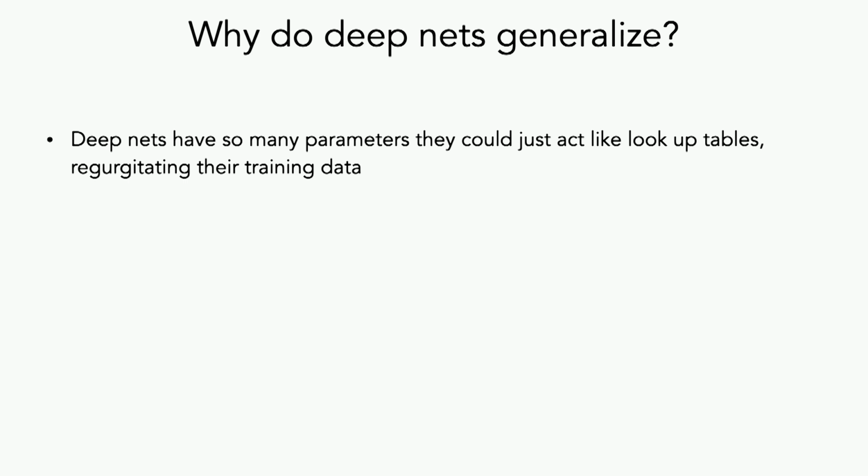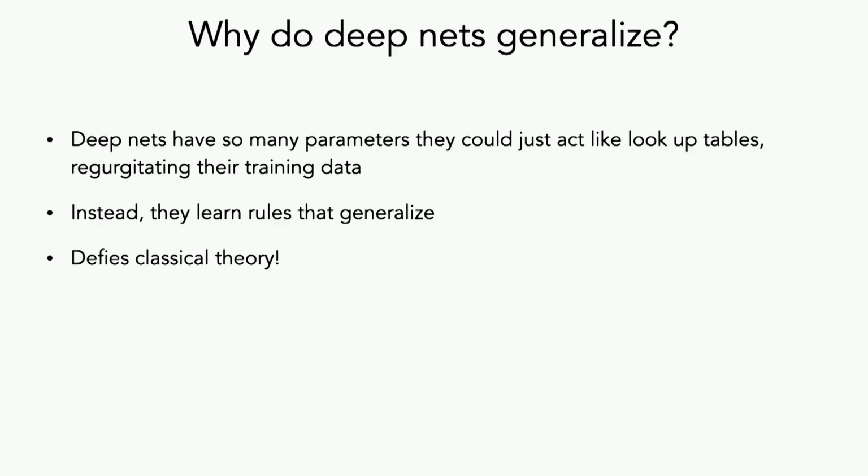Why do deep nets learn rules that generalize, that don't just fit their training data in this perfectly universally approximating fashion, but actually generalize? And they do learn rules that generalize. That's the empirical observation. That's why we actually use these things, why they're so popular. And it defies classical theory in a certain sense, because neural networks have a lot of parameters, and classically you'd expect that they would overfit and not actually generalize.